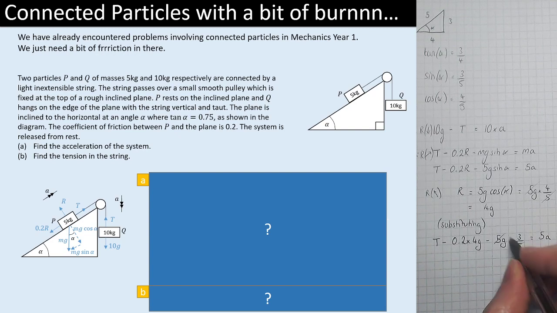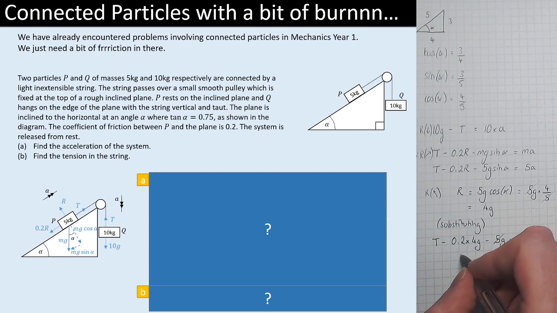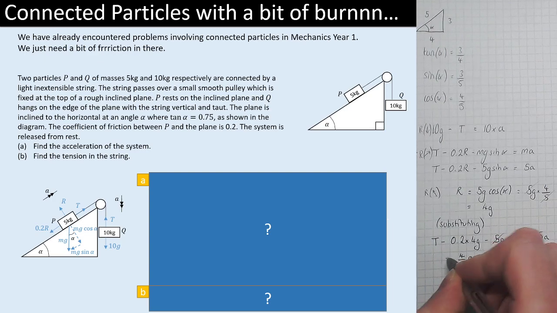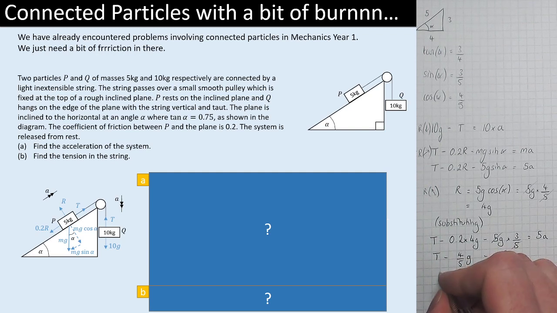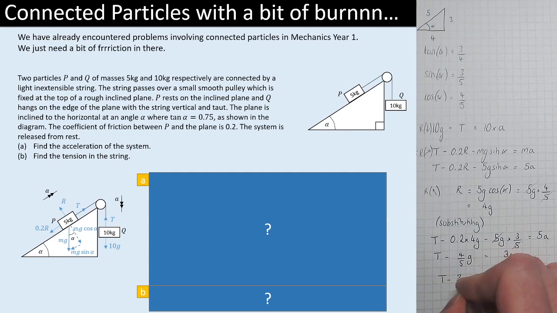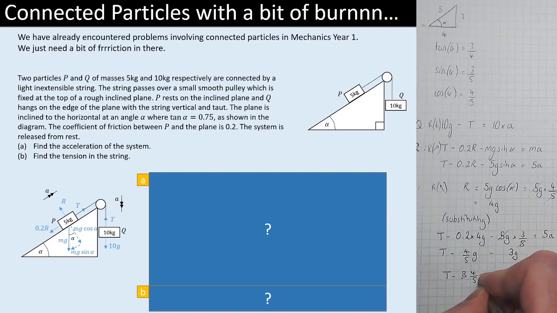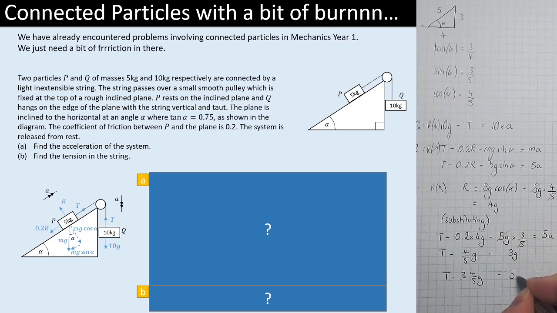So the 5s will cancel out, leaving us with 3g. 0.2 is the same as 1/5, so that's going to be the same as 4/5 g. So -3 take off another 4/5 is 3 and 4/5 g. So T take away 3 and 4/5 g is equal to 5a.